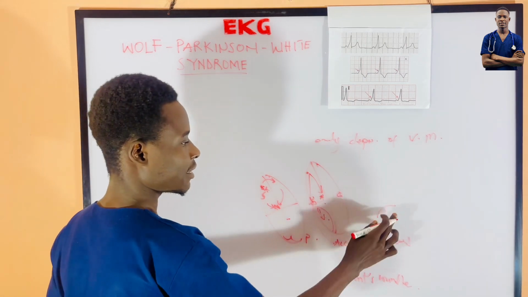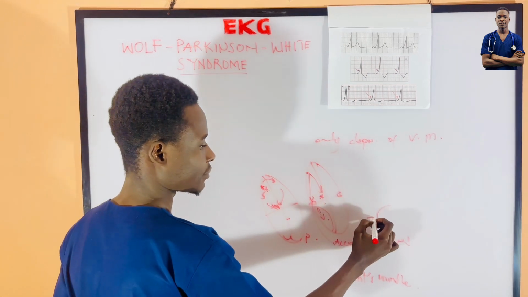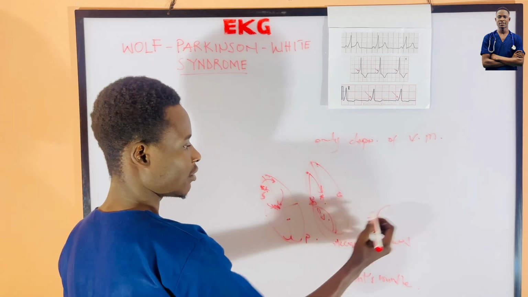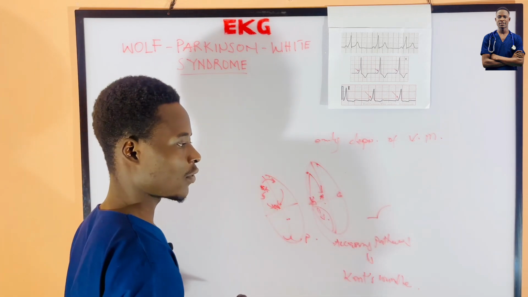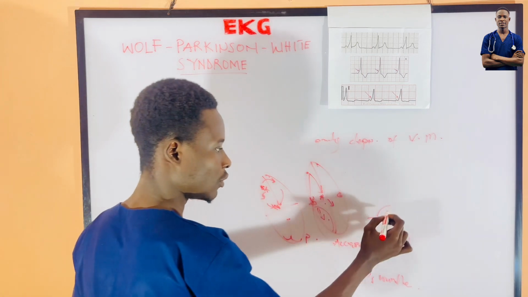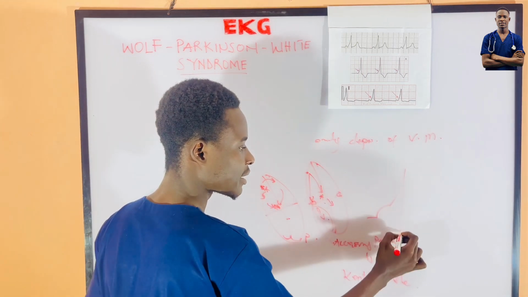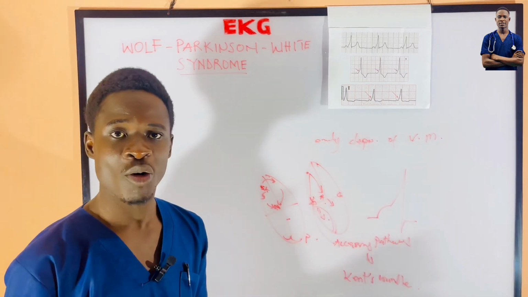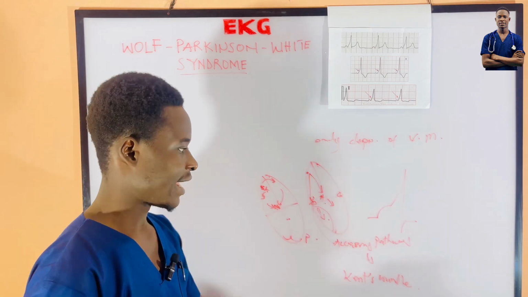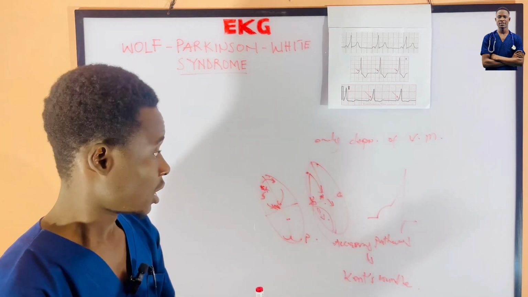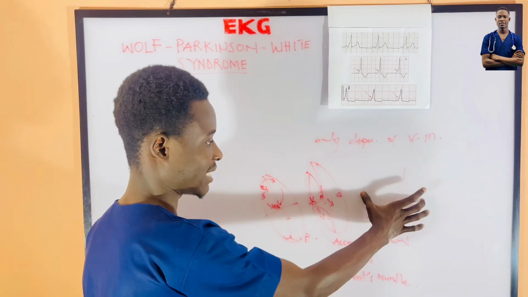The first depolarization is from the delta wave. This is how the delta wave forms. The delta wave will form, and then the rest that will come from the AV node will complete the QRS complex, which represents the entire ventricular depolarization. Are you clear with it? Now, this is how it is.